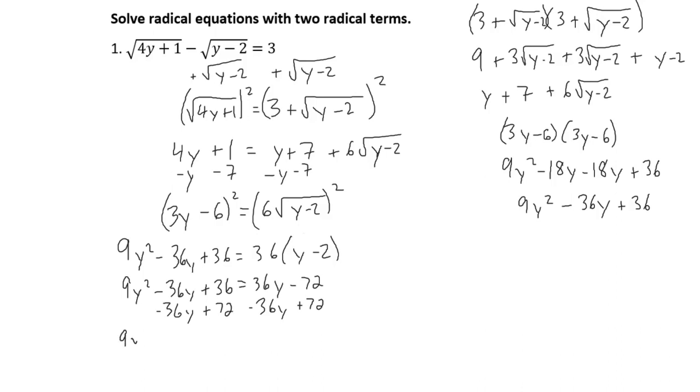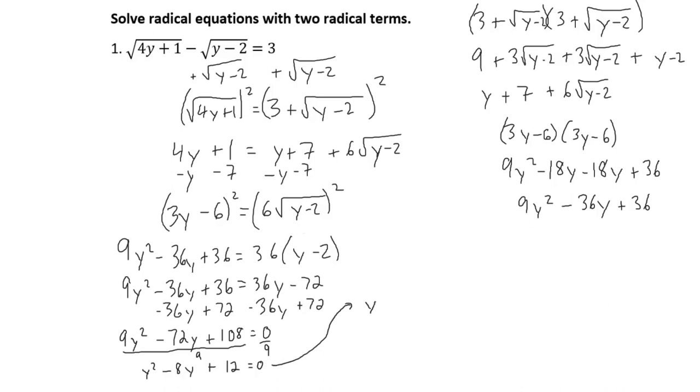And we get 9y squared minus 72y plus 108 equals 0 on the right side. I can see that all those are multiples of 9, so I'm going to divide everything by 9. If this was factoring, I would have to factor out that 9. But since we're solving, we can divide both sides by 9. And that gives me y squared minus 8y plus 12 equals 0.